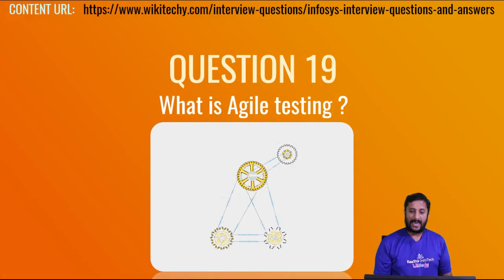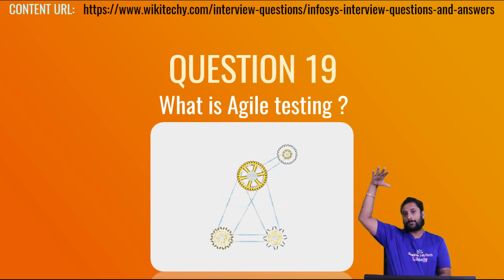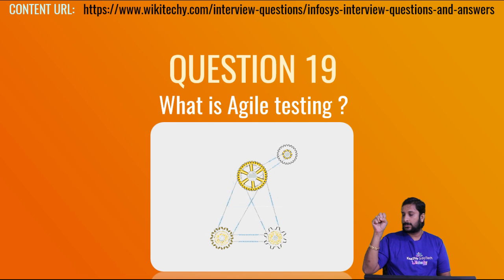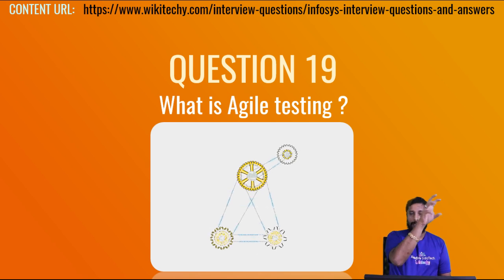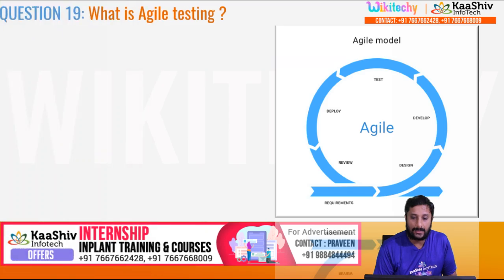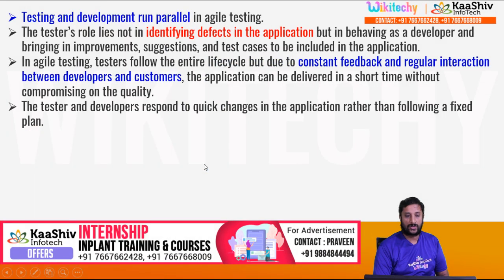What is agile testing? Agile testing in the sense, see, I got a big product, divide it, take the product, develop it, test it, develop it, test it, develop it. So doing it in parallel is referred to as agile testing. It refers to the software testing practice. Agile testing means testing software for defects or any other issue quickly within the context of agile. Okay, they call it agile testing.